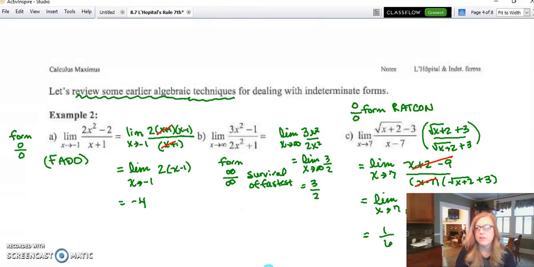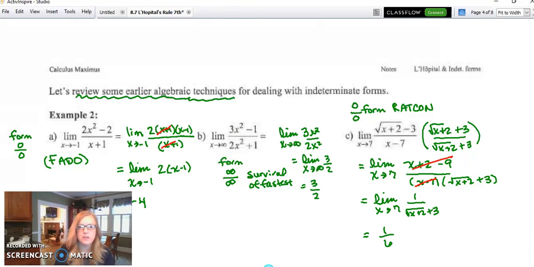And then our last one over here, whenever I plug in 7, I get the form 0 over 0. I use RATCON, rationalizing with the conjugate, in this technique. So I multiplied it out, got the top and the bottom. X plus 2 minus 9 is the same factor as x minus 7. Canceled that out, and then did direct substitution to get my answer.